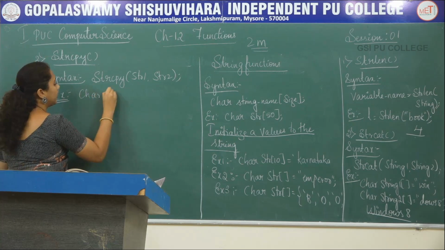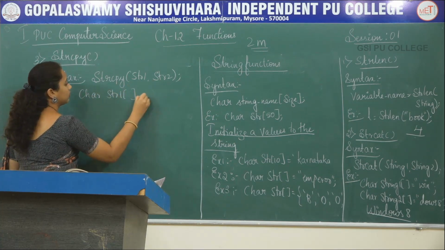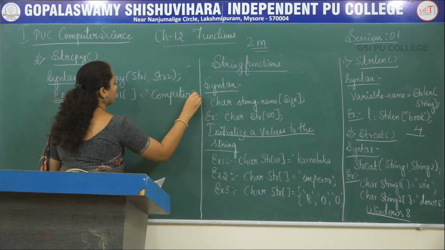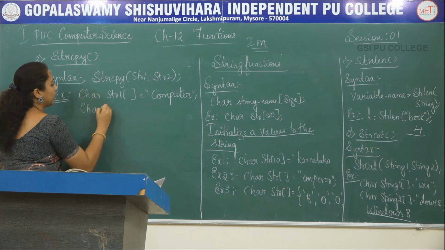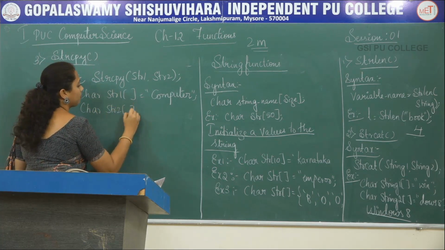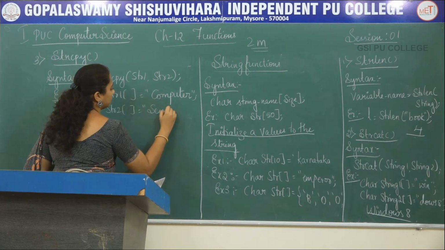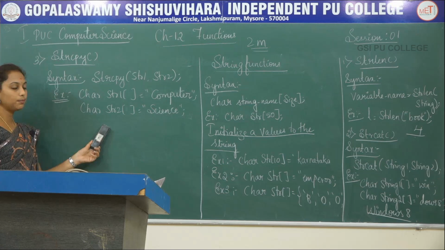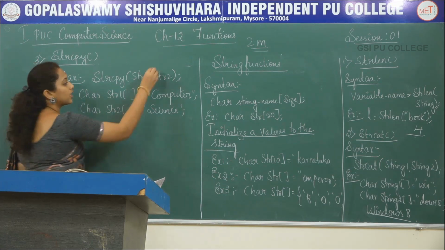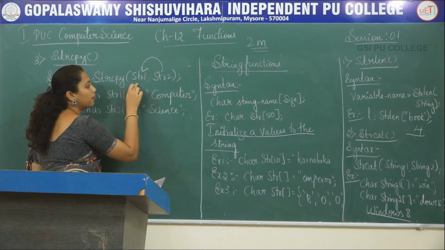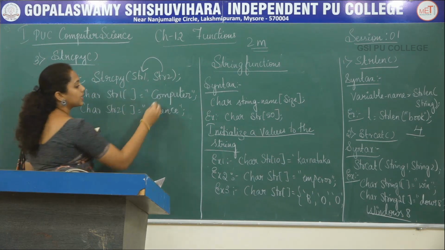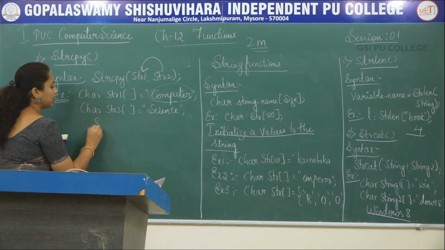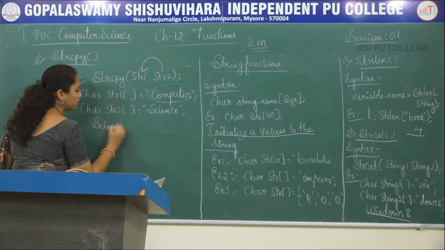So string 1 contains computer and string 2 contains science. So what will be the result? The result will be science, because the contents of string 2 are going to be copied to string 1. Hence this computer is going to be erased. So it is going to return science as output.